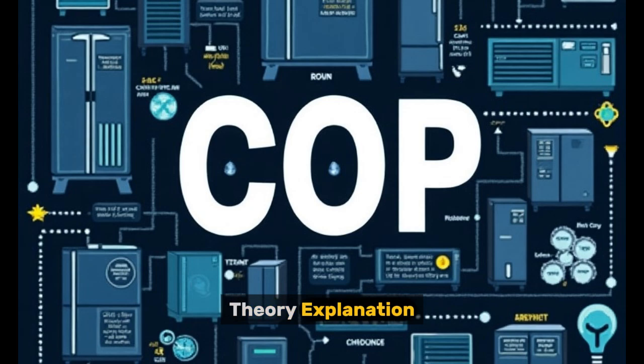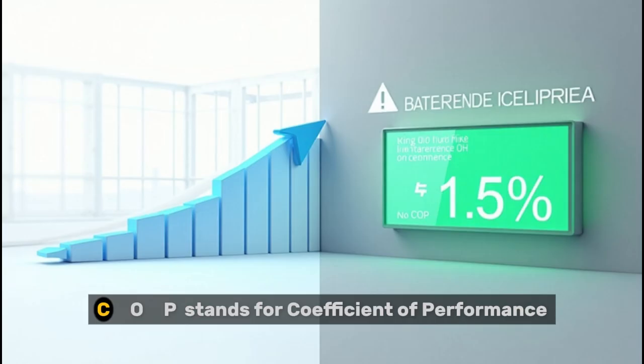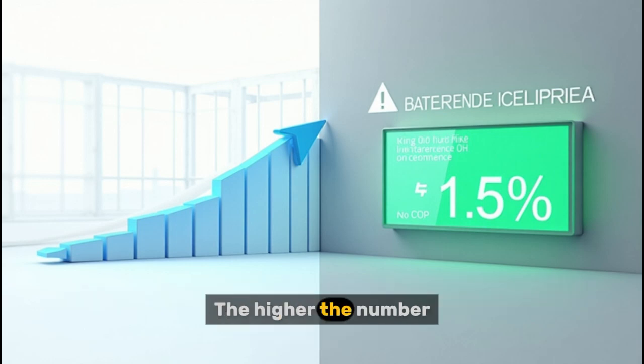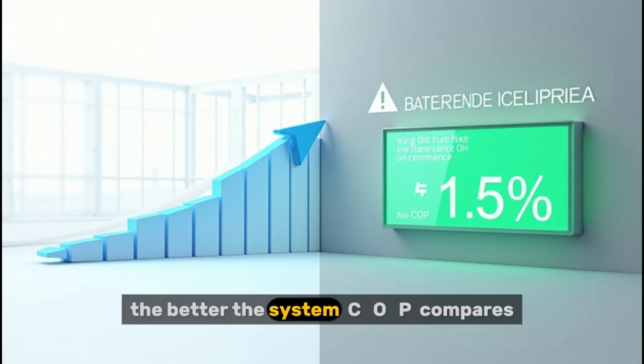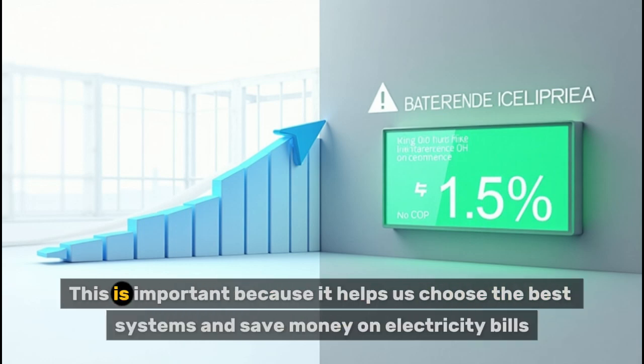Theory, explanation. What is COP and why is it important? COP stands for coefficient of performance. It is a number that shows how well a cooling or heating system works. The higher the number, the better the system. COP compares how much cooling or heating we get from the electricity the system uses. This is important because it helps us choose the best systems and save money on electricity bills.